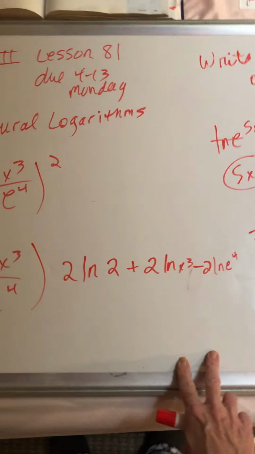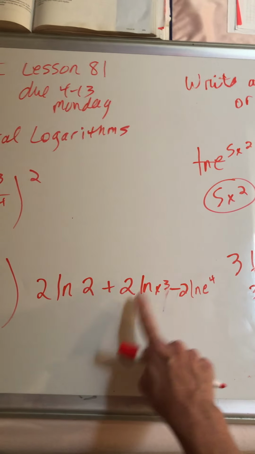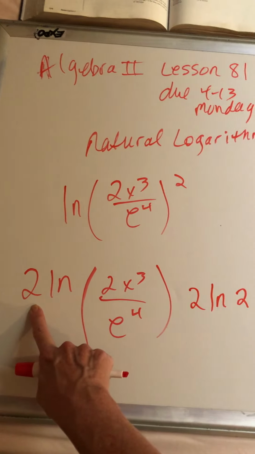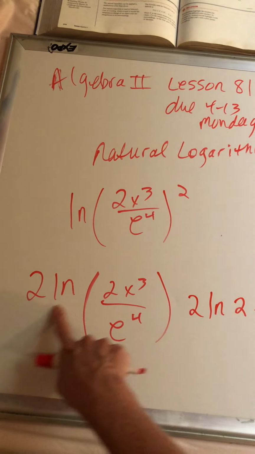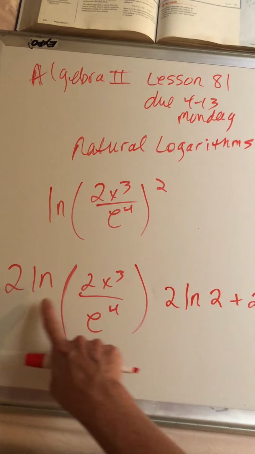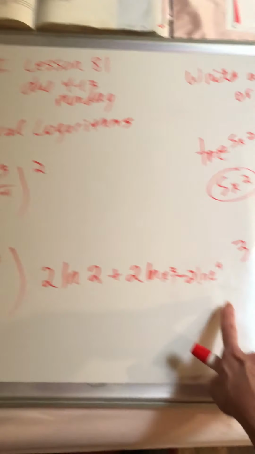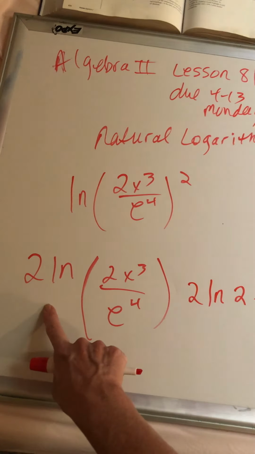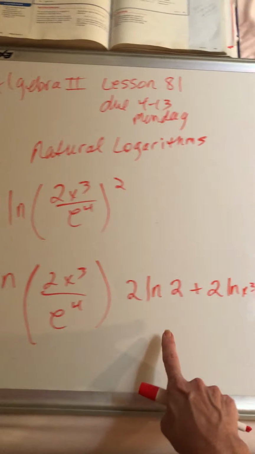Okay, so hopefully you're asking yourself, where'd you get those 2s from? From this 2. I said it had to distribute. So it's got to distribute to the ln 2. So this 2 and ln together have to distribute to the 2, to the x cubed, and to the e to the 4th. Okay? So that 2 and that ln are connected, and they go to everything in the argument, to the 2, to the x cubed, and to the e to the 4th.